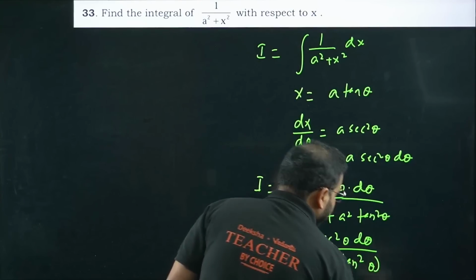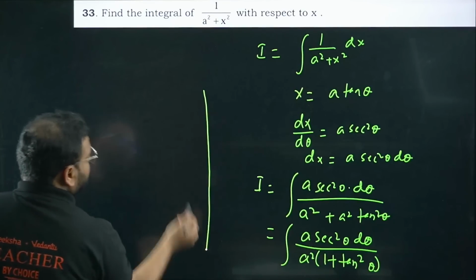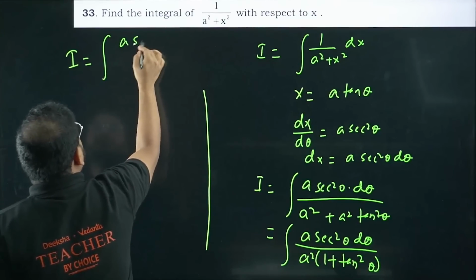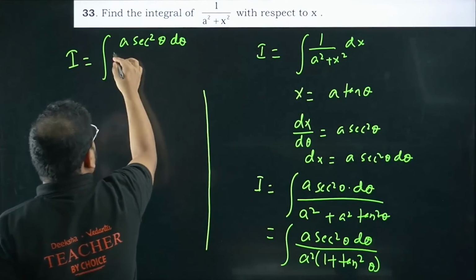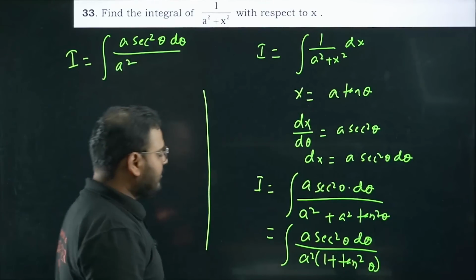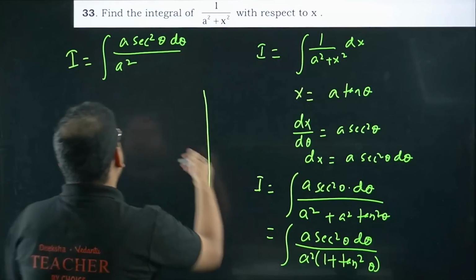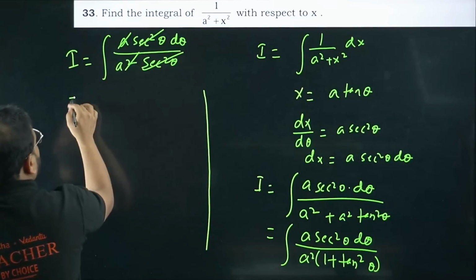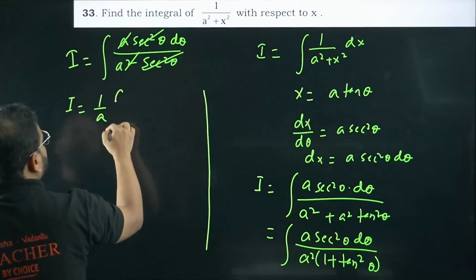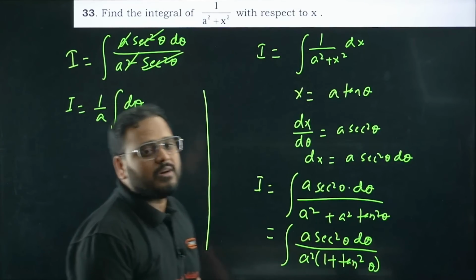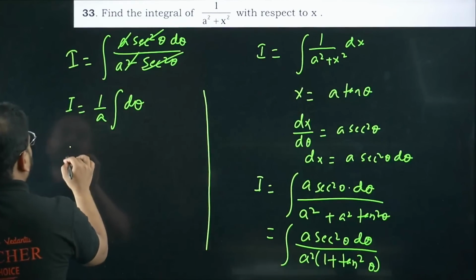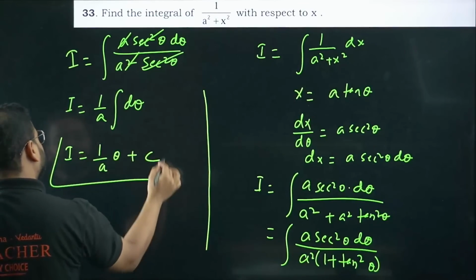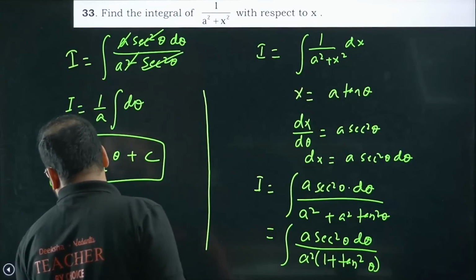So I'm getting this value as, have a look, I equals integration a sec square theta d theta divided by a square is there. What else I have? 1 plus tan square is nothing but sec square only. So right here sec square theta, this and this is cancelled, a with a is cancelled. What I'm getting now, I equals 1 by a integration of d theta is left. Answer will be I equals 1 by a theta plus c. What is theta, sir? Please check.